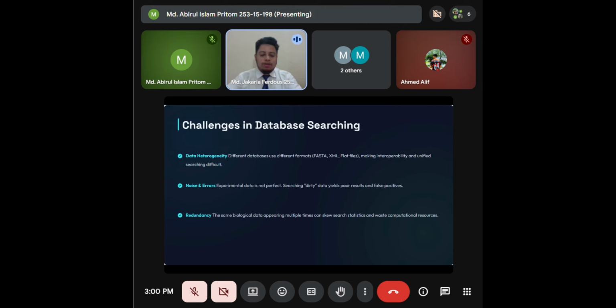The second challenge is noise and errors. Experimental data is not always perfect. If the data contains errors, the search result may be wrong or misleading. The third challenge is redundancy. Sometimes the same biological data appears many times in a database. This wastes time and computational resources and affects search accuracy. So, moving to the next slide.